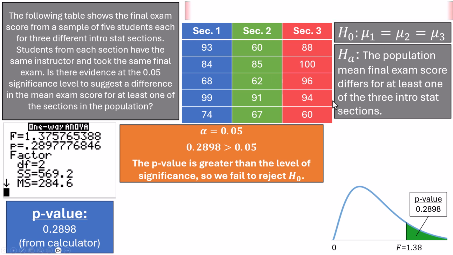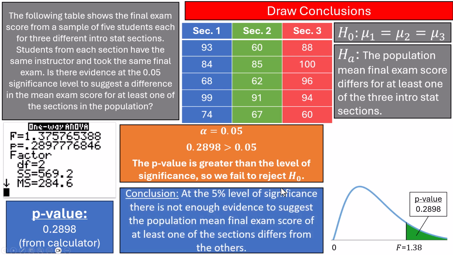So let's go to our conclusion. Using the template statement that we had before, we would say at the 5% level of significance, there is not enough evidence, right? Since we failed to reject the null hypothesis, we say there is not enough evidence to suggest the population mean final exam score of at least one of the sections differs from the others. So that's all there is to it. So not really too bad when we're doing the calculations using the calculator.